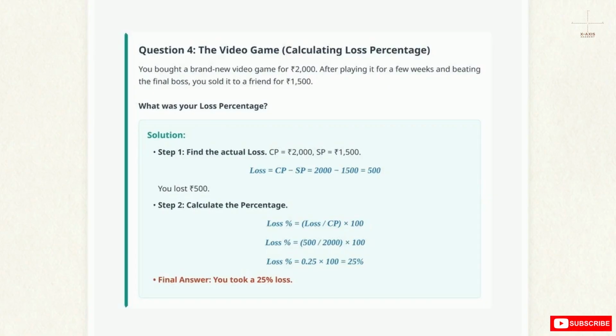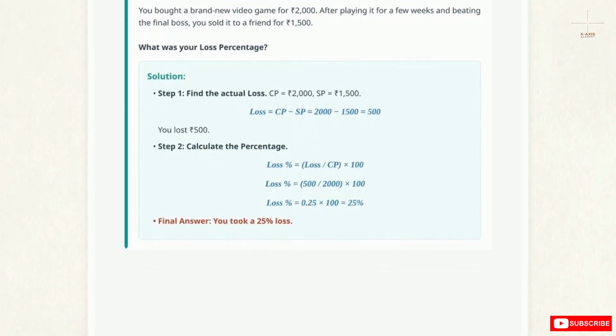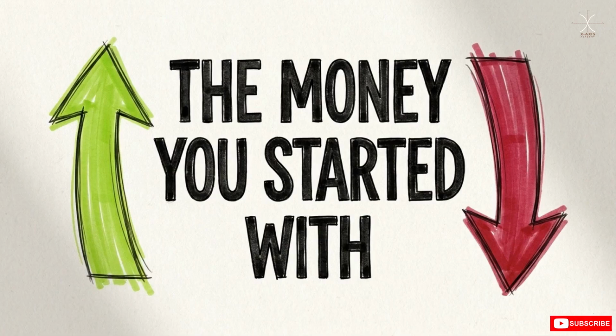Let's check your work. Step 1 is straightforward. We subtract the 1,500 rupee selling price from the 2,000 rupee cost price. You lost 500 rupees in cash. For step 2, we take that 500 rupee loss and divide it by the original 2,000 rupee cost price. Multiply by 100, and you find you took a 25% loss on the game. Whether you are calculating a gain or a deficit, the principle remains exactly the same. Your performance is always measured strictly against the money you started with.